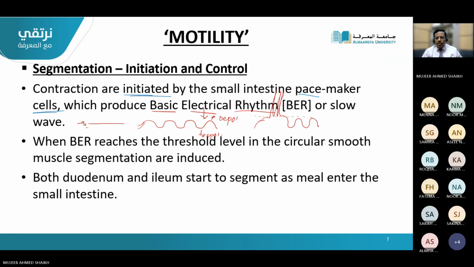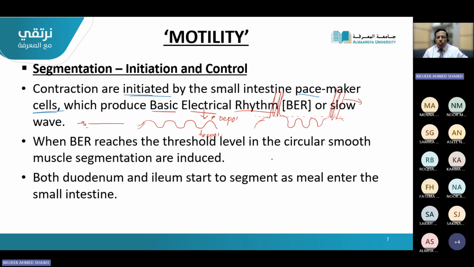Like this. Once it reaches the threshold line, again there will be an action potential. So these action potentials will cause depolarization of the muscle and the muscle will contract. So muscle contraction is occurring because the basic electrical rhythm reaches the threshold level. Why will it reach the threshold level?